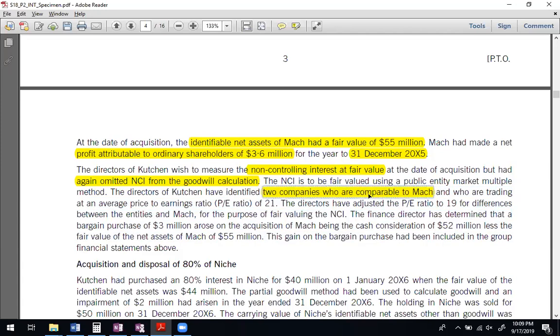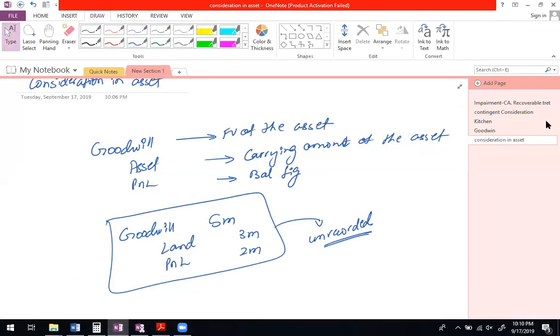So we have two companies who are comparable to Match and who are trading at an average price to earnings ratio of 21. So this is the average P/E ratio. The directors have adjusted the P/E ratio to 19 for the differences between the entities and Match for the purpose of fair valuing the NCI. So we are going to use this P/E ratio for what purpose? To calculate the NCI. Now when we say P/E ratio, P/E ratio means market value divided by the EPS.